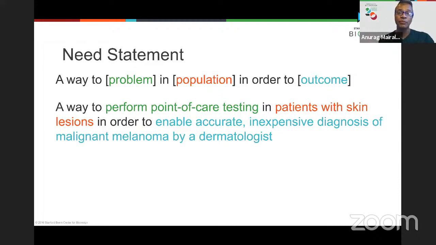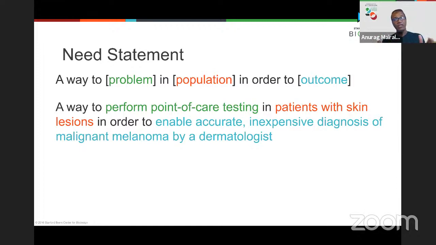This is critical too. Not by an oncologist, but by a dermatologist, because most patients, after they've dealt with a primary care physician, end up going to a dermatologist because they have a skin problem that is persistent, that bothers them. So that outcome was very, very well defined. And in most cases, outcomes are measurable. It's an outcome that somebody is willing to pay for. So there are a number of factors that go into defining a good outcome.